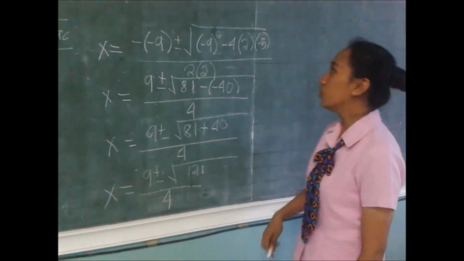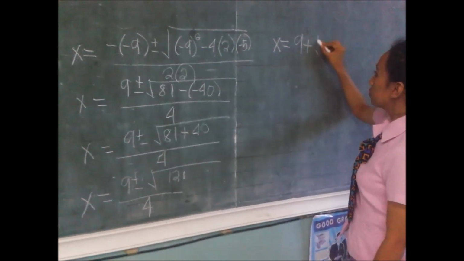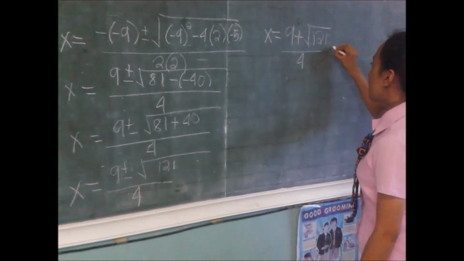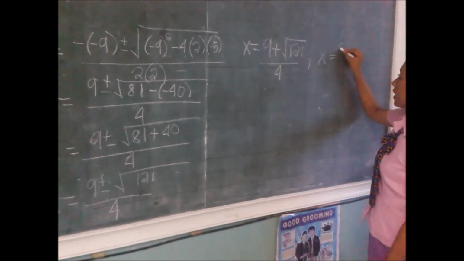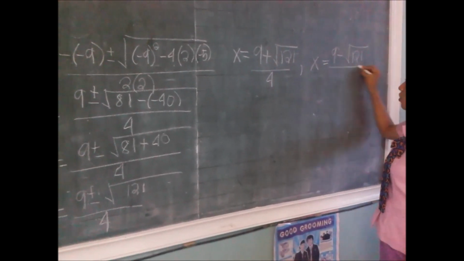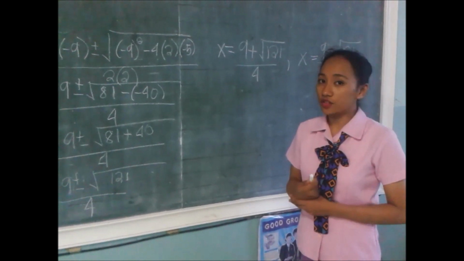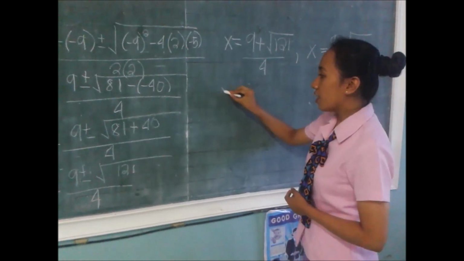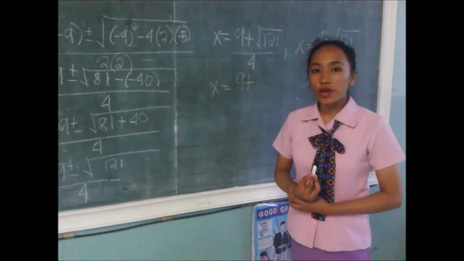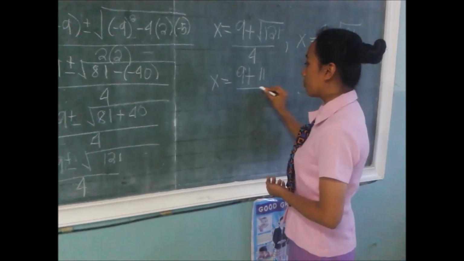So we have now x is equal to 9 plus square root of 121 all over 4, and x is equal to 9 minus square root of 121 all over 4. We will now simplify this in order for us to get the values of x. Now, we have x is equal to 9 plus, since the square root of 121 is equal to 11, we have now 9 plus 11 all over 4.